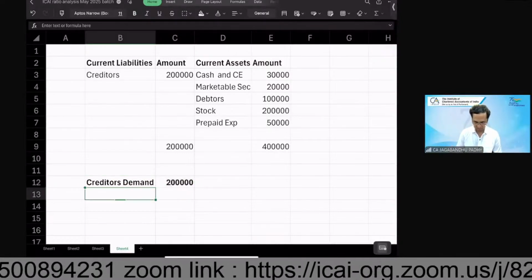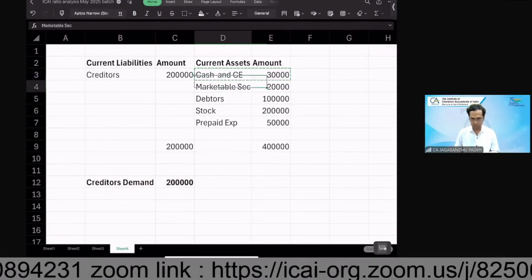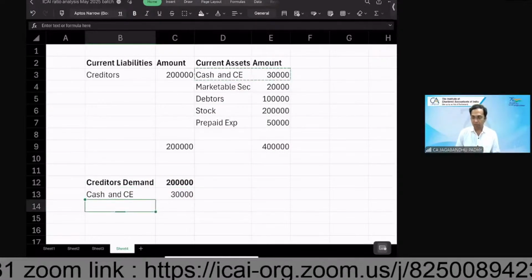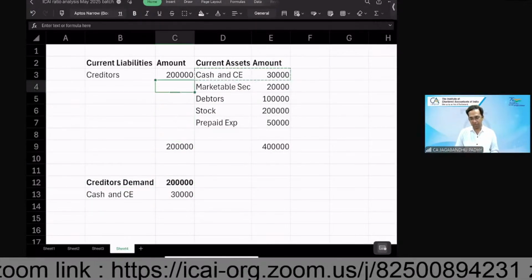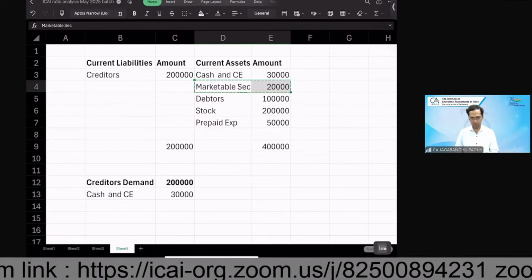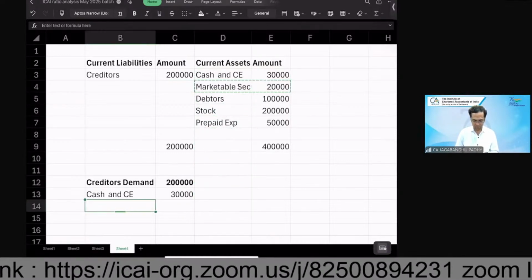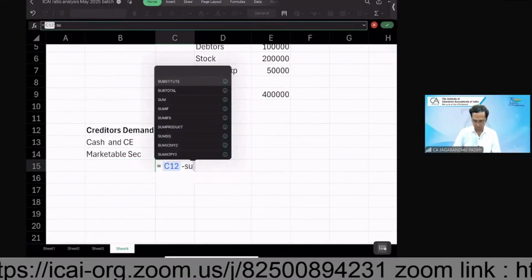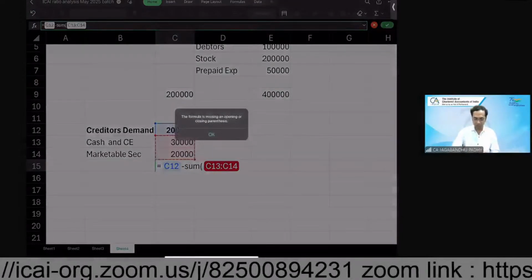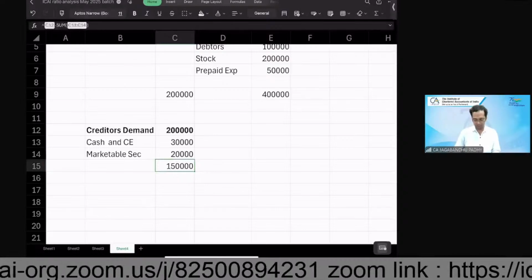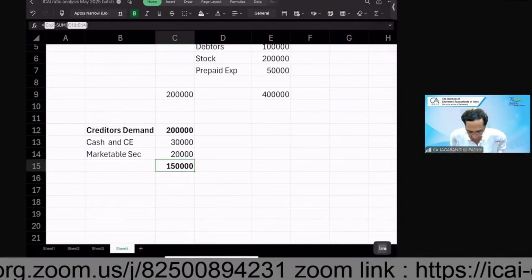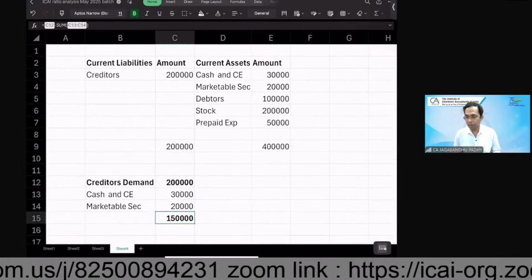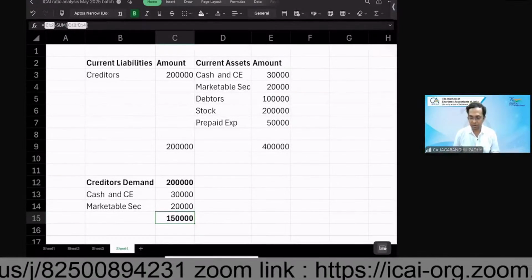Of course, cash. Right. So let us say we pay them with cash 30,000. Then, of course, we can sell the marketable securities. Even after paying these two items, they still have 1,50,000 due. How shall we pay this 1,50,000?